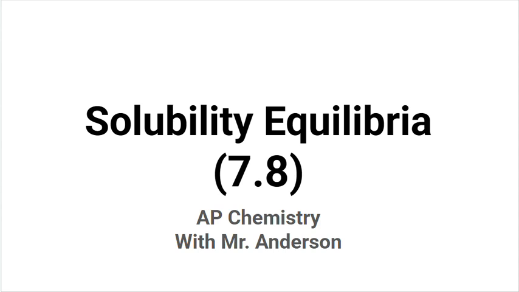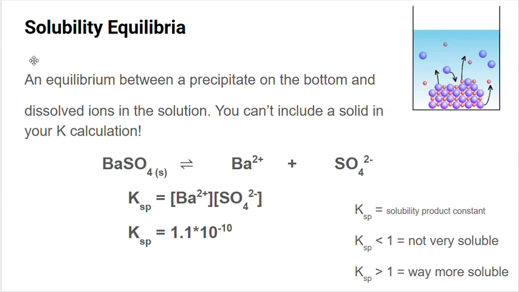As a teacher, let's go to solubility equilibria, an equilibrium between a precipitate on the bottom and dissolved ions in the solution. You can't include a solid in your K calculation, so we've learned about that. Basically, we have a solid sitting in a beaker that's going back and forth between being a solid and dissolving. And when it dissolves, it breaks down into the ions.